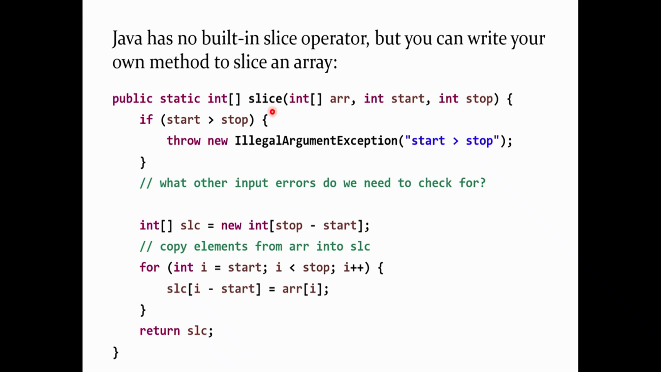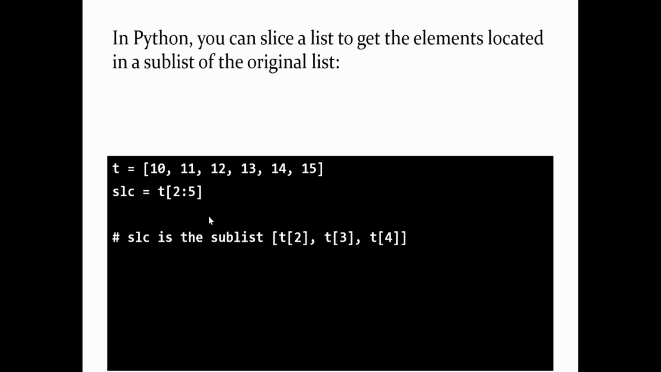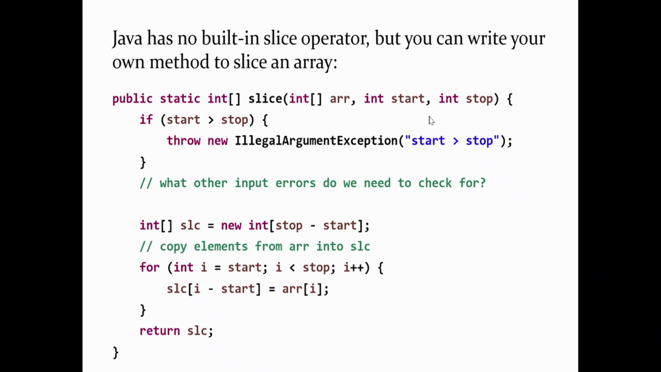So the method's going to be called slice. This is going to let me slice an array of int. Now, what does the slice operation need? It needs a starting index and an ending index. So I need a starting index and a stopping index, both int values. What does it return? It returns a new array containing the elements at arr[start] up to but not including arr[stop]. So it's going to return an array of int.